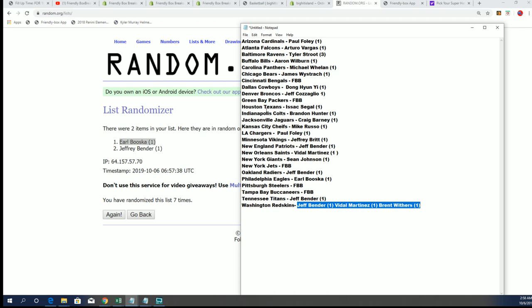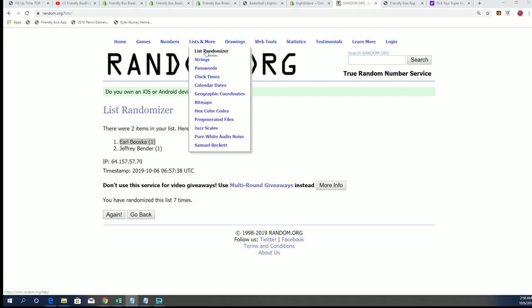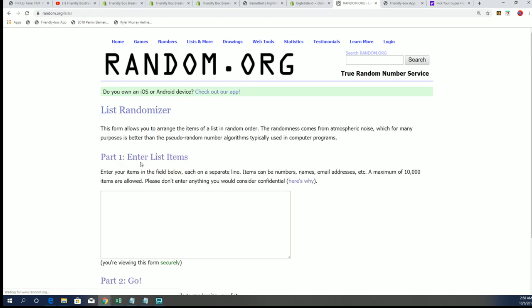My pick is actually New England versus the Redskins. New England was a good one to win. And for some reason, I thought the other person won New England. I might have to double check that. Because I didn't think Jeffrey won New England. I hope I didn't make a mistake. That's one I'll be double checking. Congratulations, Earl, with the Eagles.